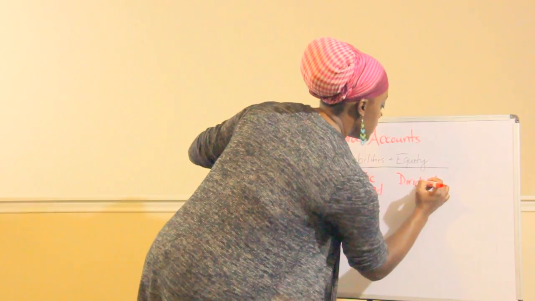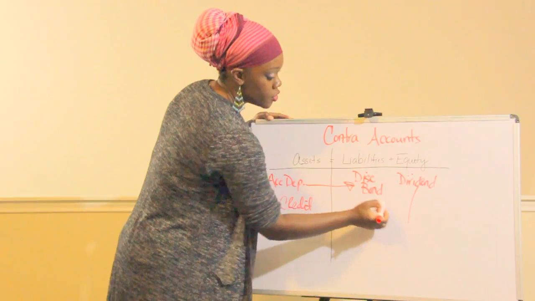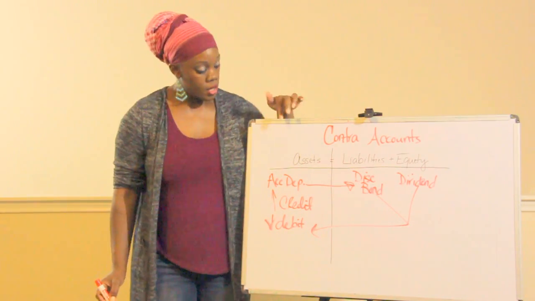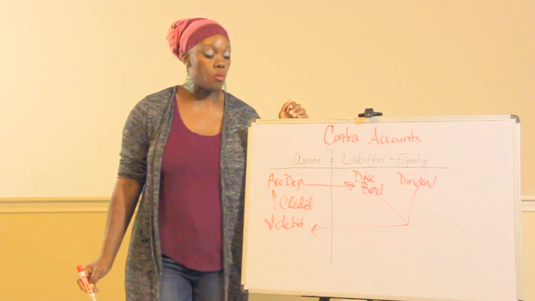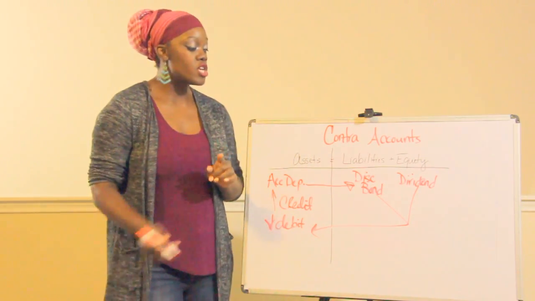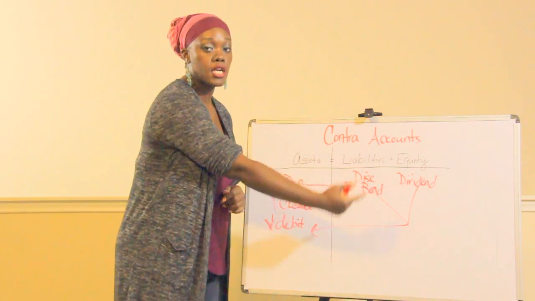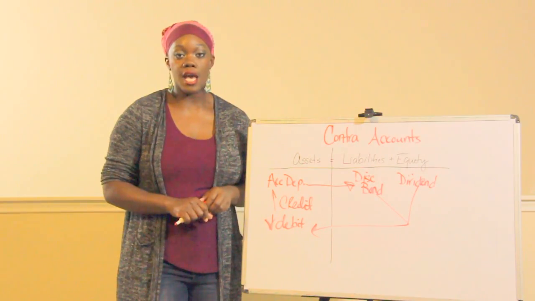Dividends decrease equity. So because of that, these two accounts are going to appear to look like an asset account. It's going to appear to look like a left side account. However, they are not an asset. They are not an asset, okay? They are a contra liability and a contra equity account. All right, I think that pretty much, if you can think of it like that, that'll get you where you need to go.